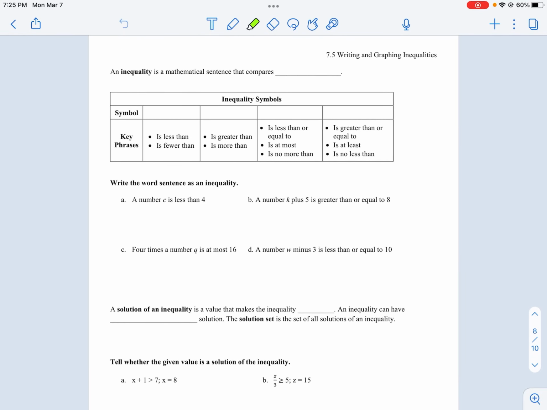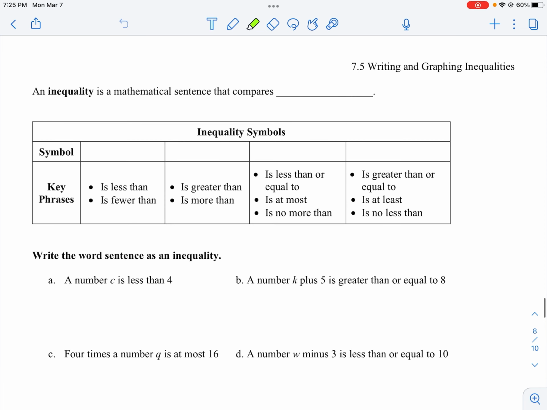An inequality is a mathematical sentence that compares expressions. It's very similar to an equation, except instead of an equal sign, it's going to have an inequality symbol. There are 4 different types of inequality symbols.